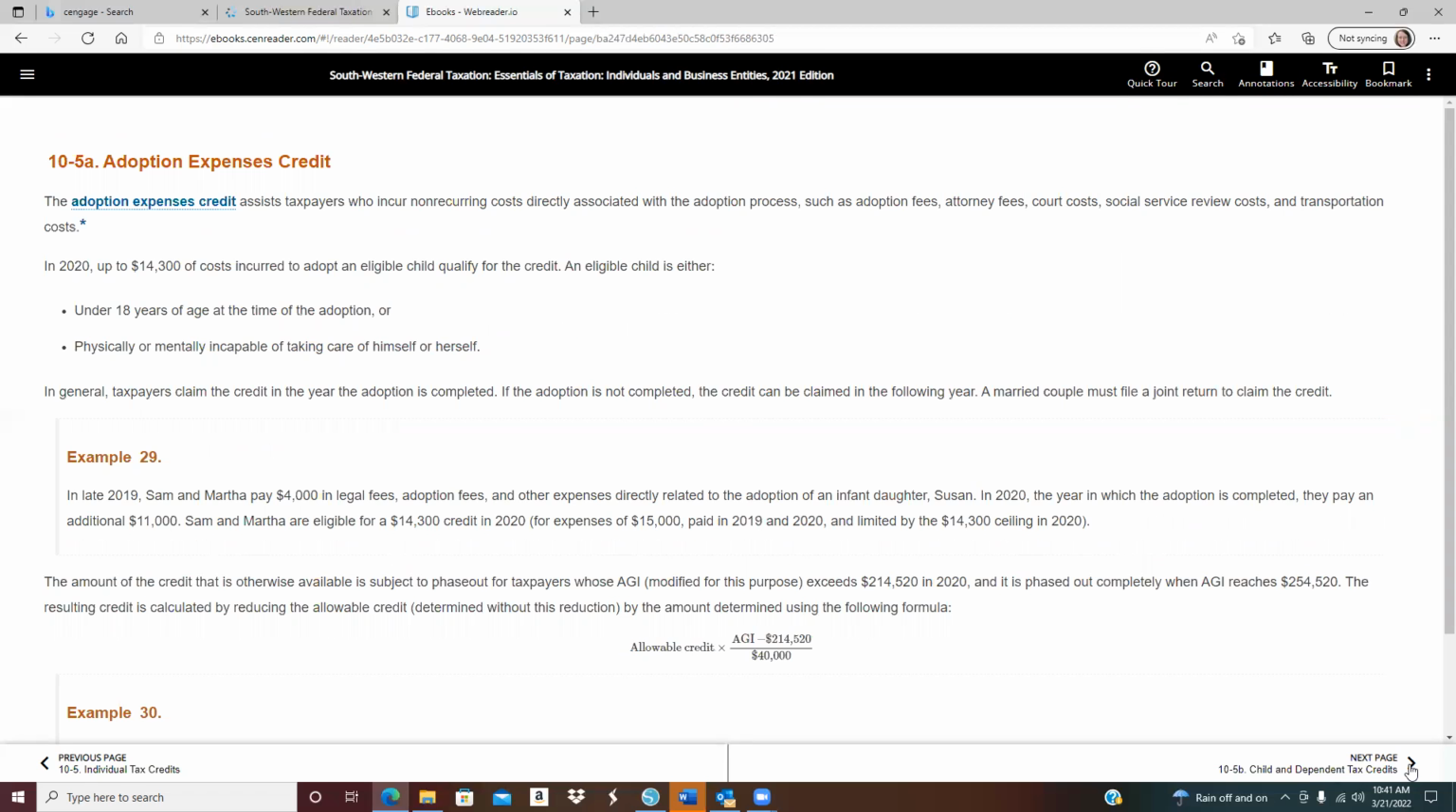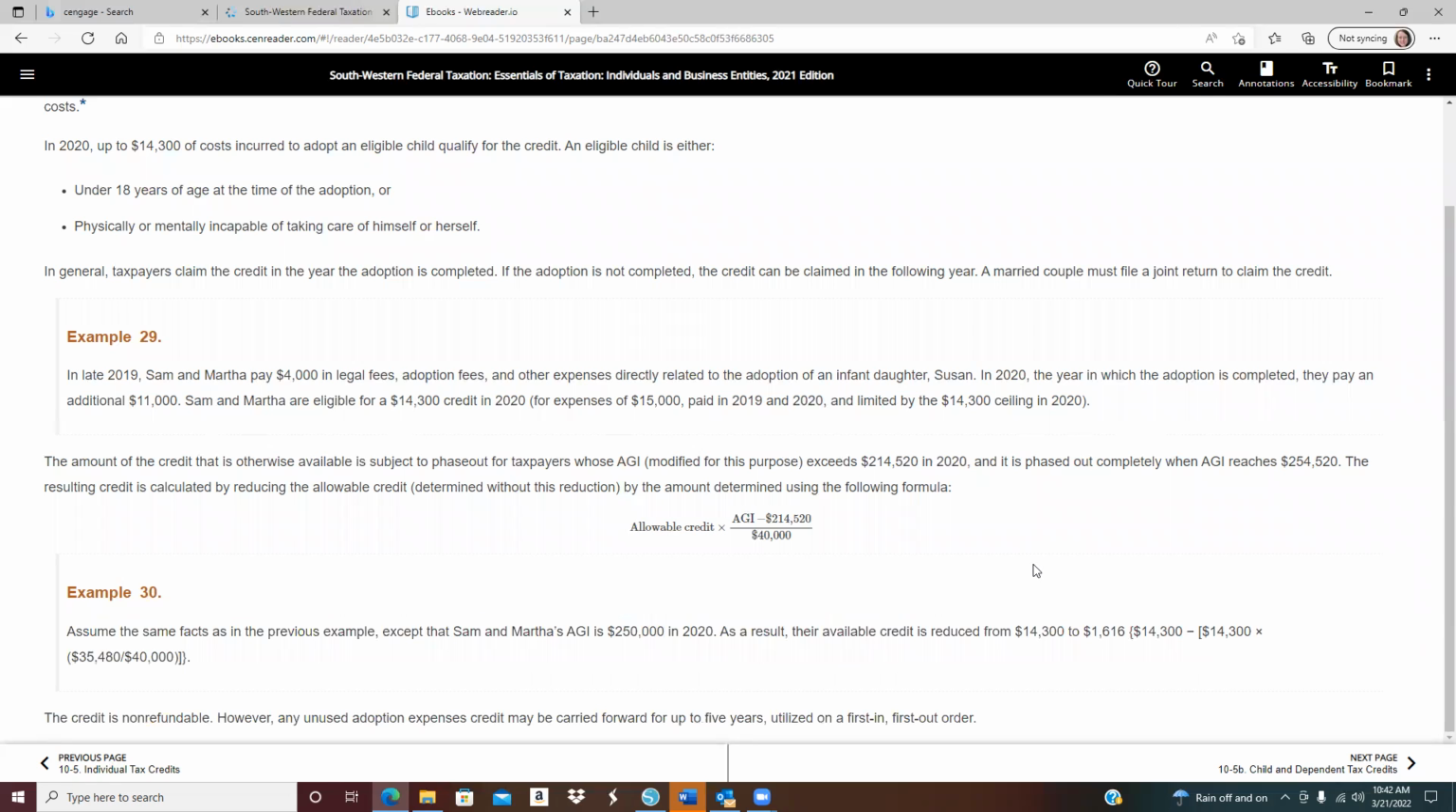There are so many different expenses, like your deductions. You'll have thresholds, you have percentages, etc. A credit is supposed to be dollar for dollar. So the adoption expense credit assists with the adoption process. These are adoption fees, attorney fees, court costs, social service costs, transportation costs, etc. In 2020, it was up to $14,300 of credit. The credit is non-refundable. However, any unused adoption expense credit may be carried forward up to 5 years. So if your expenses exceed the credit you can take for each year, you can carry those forward for up to 5 years.